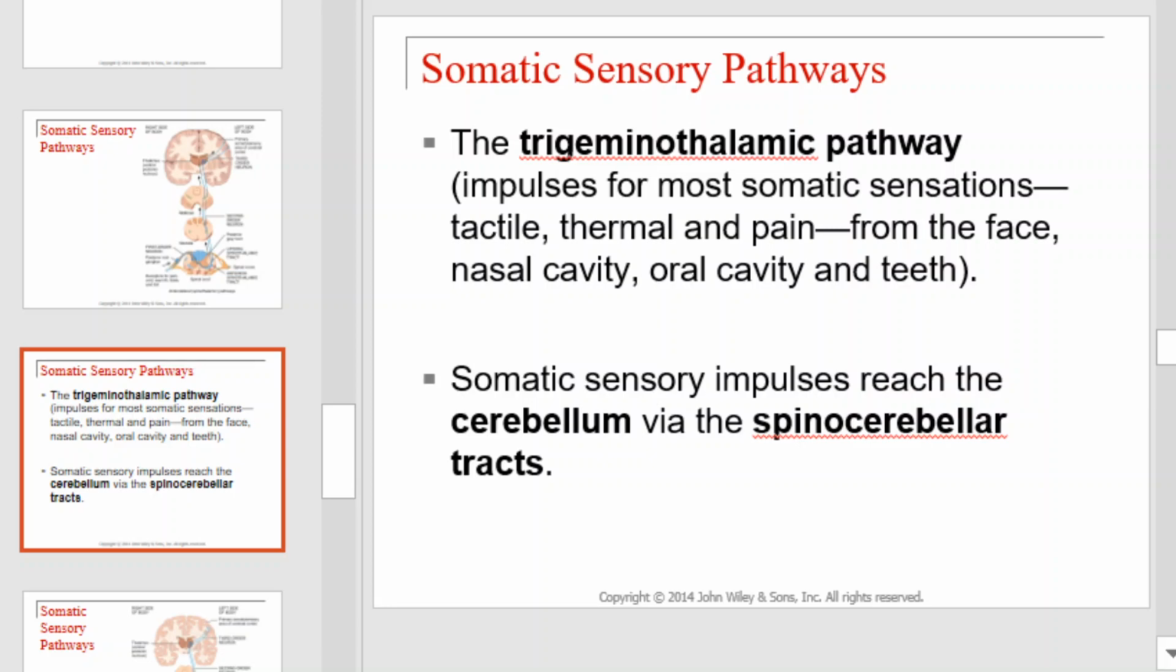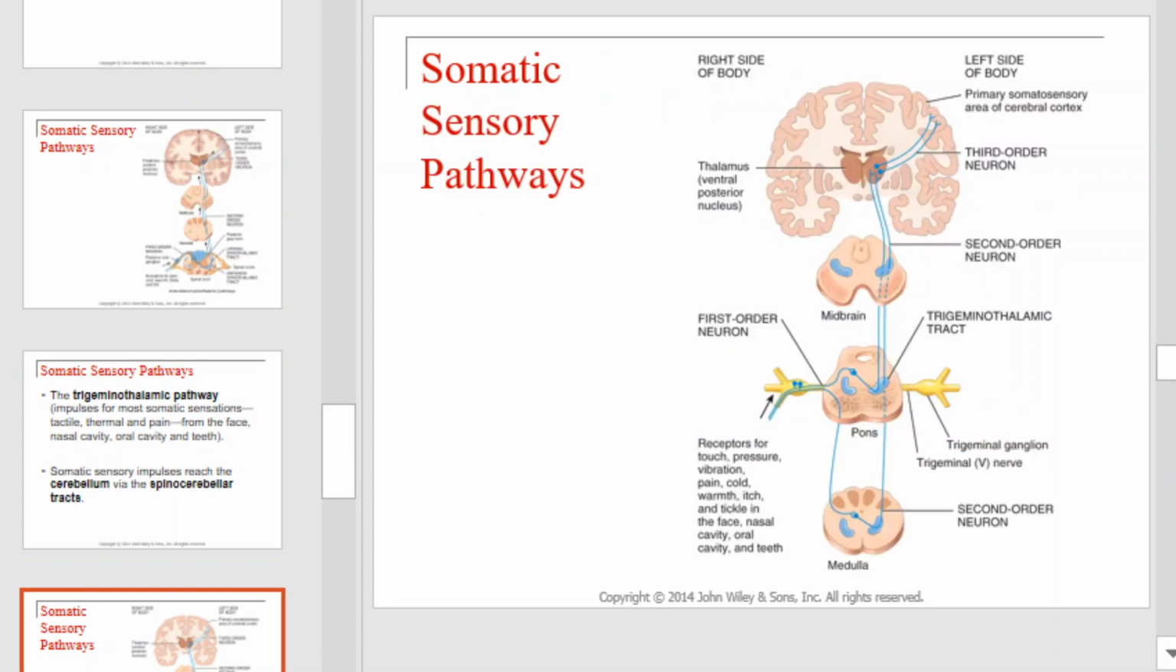The trigeminothalamic pathway carries impulses for most somatic sensations. Tactile, thermal, and pain from the face, nasal cavity, oral cavity, and teeth travel through this pathway. Somatosensory impulses reach the cerebellum via the spinocerebellar tract. That pathway is illustrated here.